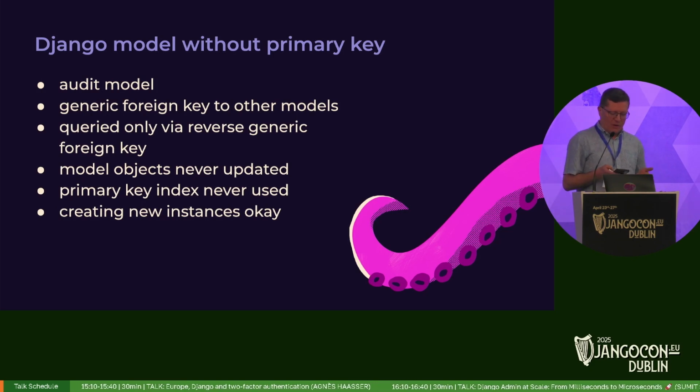It was a kind of audit model, and it had a generic foreign key to a number of other models. And really crucially, it was only ever queried by following the reverse generic foreign key relationship from those other models. And objects were created but never updated, which means that the primary key index was never used. And it turns out that creating new instances without a primary key works just fine. So we concluded that operating without a primary key would be okay for this model.